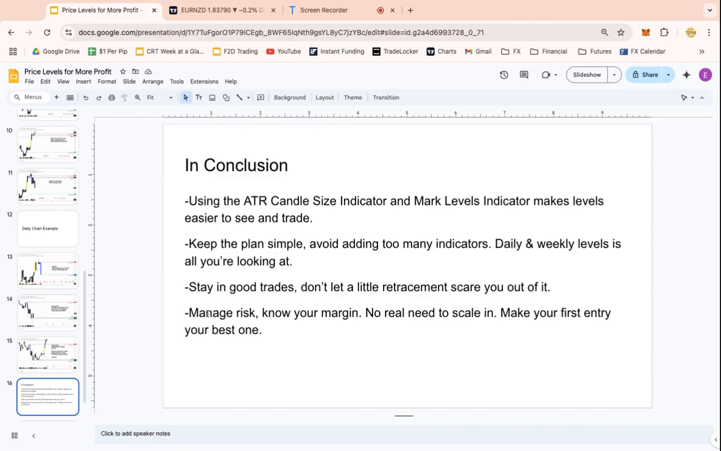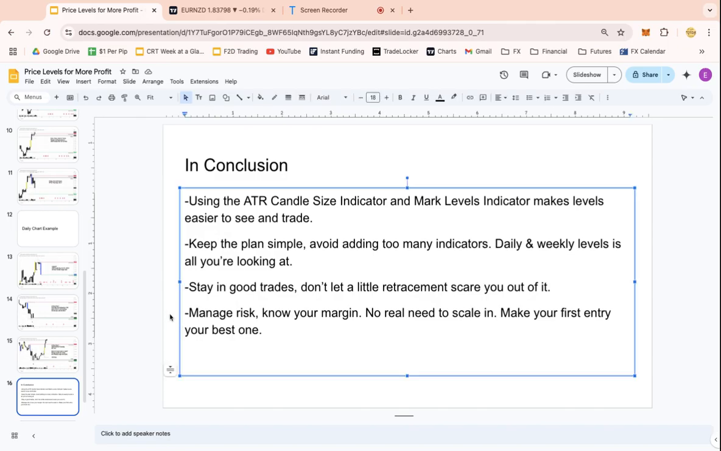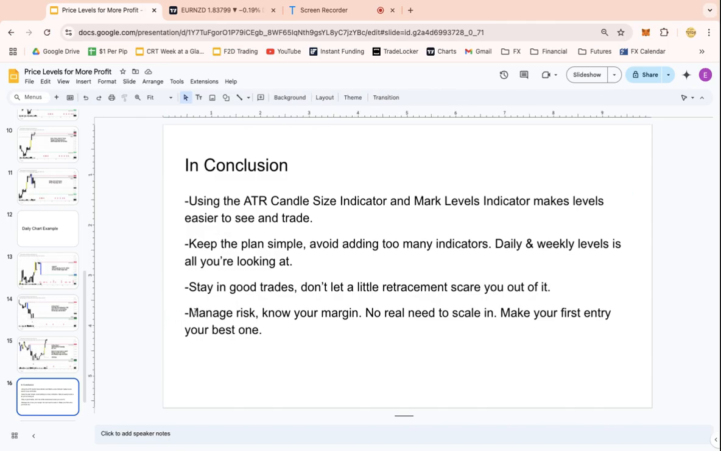So, lastly, be sure to manage risk and know your margin. And there's no need to scale in. No need to scale in using this method. If you make your first entry your best entry and know your margin, and if you're unclear on that, take a look at how to make $1,000 a week. I'll put that video in the description as well, so you get a better understanding of margin on a high leverage broker. Okay, so check all that out.